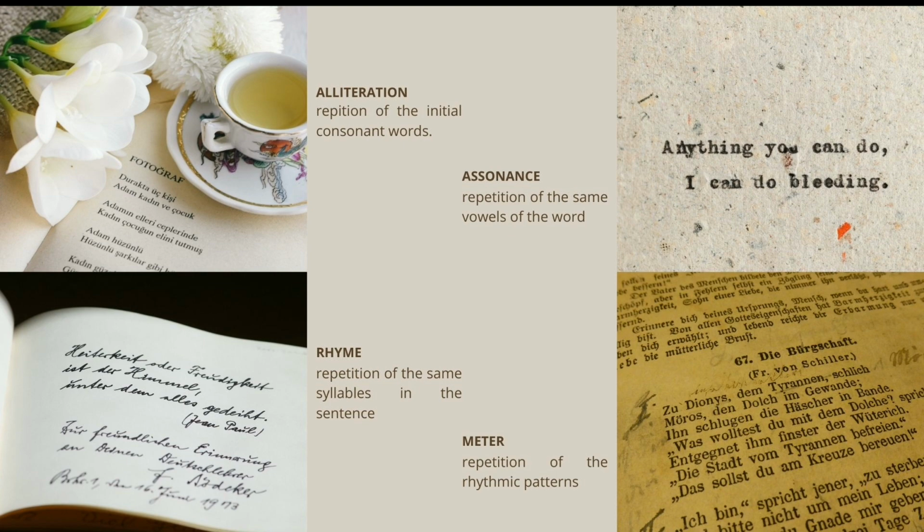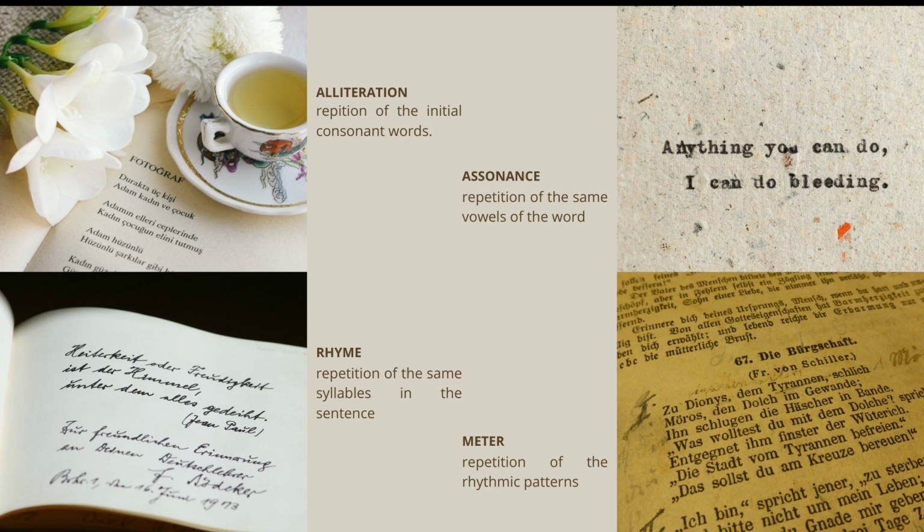The second one is assonance, which is the repetition of the same vowels of the words. For example, men sell the wedding bells. In alliteration, it's the initial consonants, while here in assonance, it is the same vowels that are being focused on or pointed out.